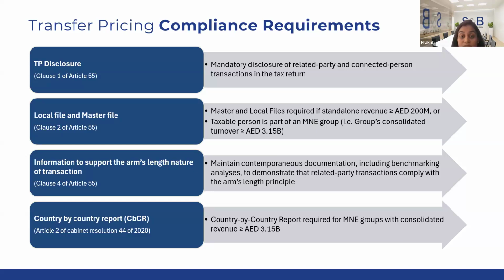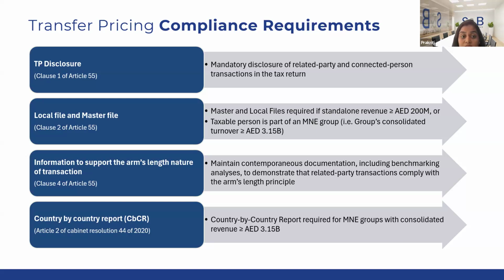Now there are again thresholds for the applicability of the local file and master file, which is in case the taxable person in the UAE has stand-alone revenue for its entity exceeding 200 million dirhams during a tax period, or in case it is part of a multinational group, which is defined as a company having existence outside the UAE as well. At the same time, its turnover at the consolidated group level exceeds 3.15 billion dirhams during a period. If any of these two conditions are met, a taxable person in the UAE is required to prepare both the local file as well as the master file. Of course, if you go into very factual situations, there is ambiguity on the applicability and the threshold, which we will deal with later on.